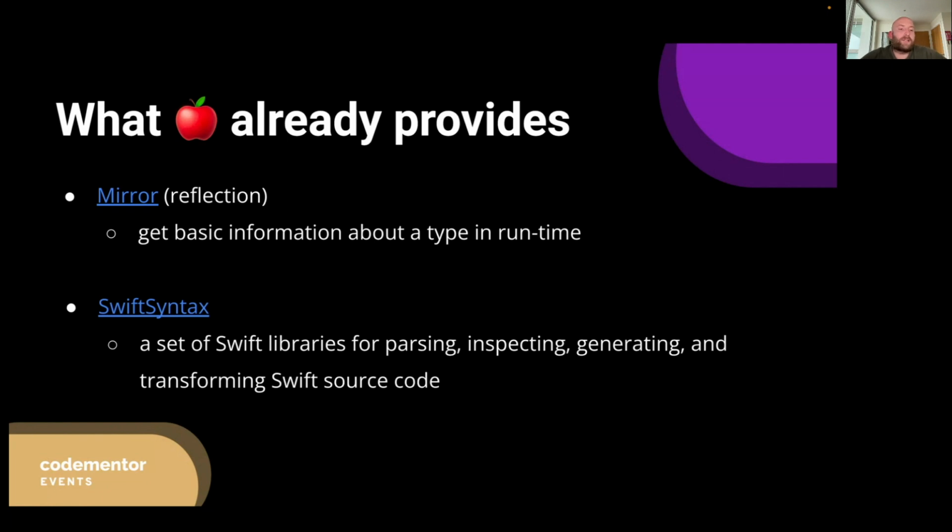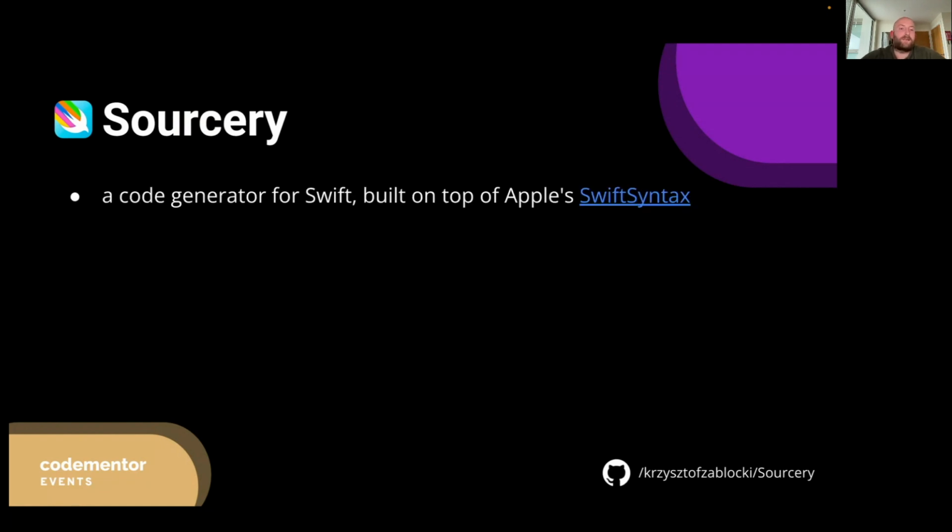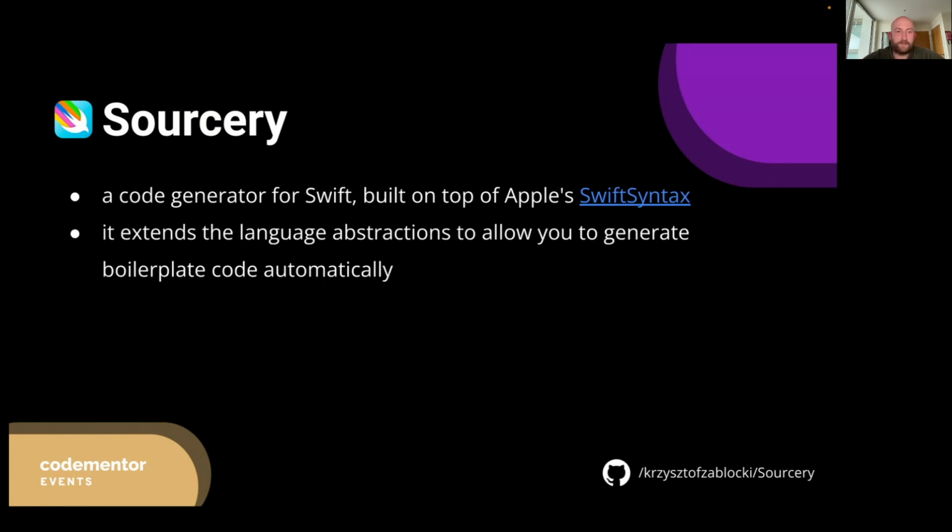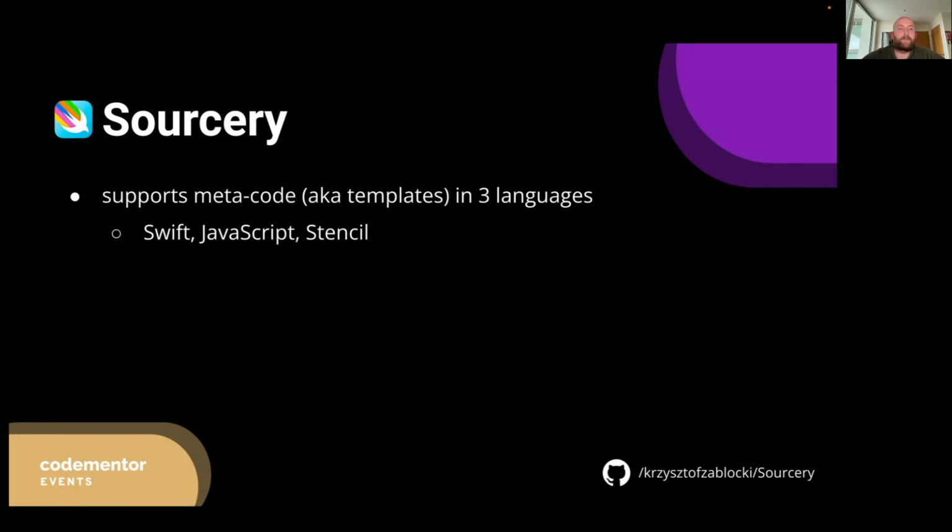Also, Apple publicly shared SwiftSyntax, which is a set of libraries for parsing, inspecting, and transforming Swift source code. But usually teams do not use SwiftSyntax directly, although it's a good instrument. People use Sourcery. Now, Sourcery is a code generator for Swift, which is built on top of Apple's SwiftSyntax. It extends the language abstractions to allow you to generate boilerplate code automatically. It's been adopted in more than 40,000 projects, including Revolut, where I work right now.